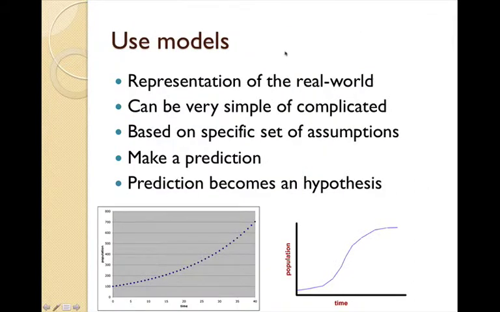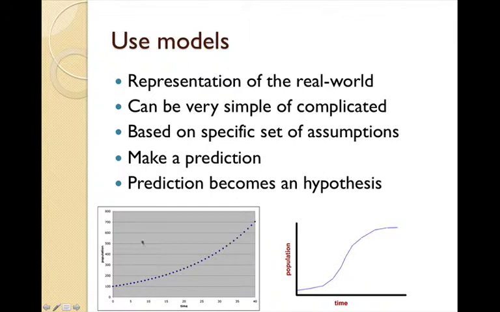So most of these scientific adaptive management projects, and I can't think of any that don't, rely on models. That's because a model is a simplification and a representation of the real world. The model can be very simple or it can be very complicated. But one advantage, or a couple of advantages of these models, is that they're based on a specific set of assumptions that can be tested, and they make a prediction. And then that prediction becomes the hypothesis.